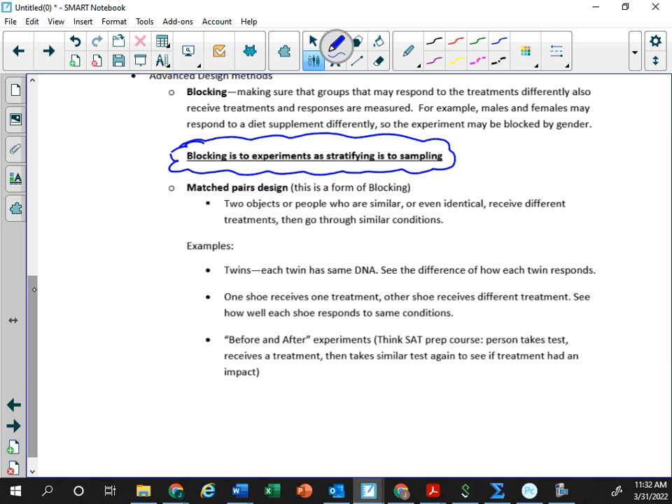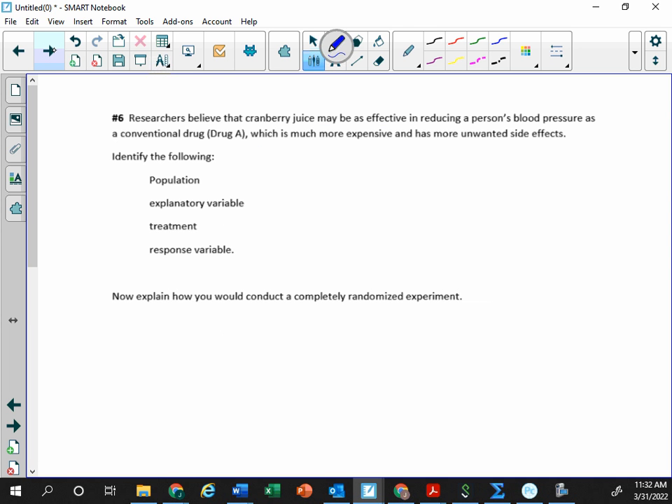Okay, turn the page. We're going to actually go through designing an experiment here to make sure you understand it. All right, so we have these researchers that think cranberry juice might be as effective in reducing a person's blood pressure as drug A. The drug A is much more expensive and has more unwanted side effects. So they want to do an experiment to see, does cranberry juice work as well as drug A in reducing blood pressure? So we need to identify a few things.